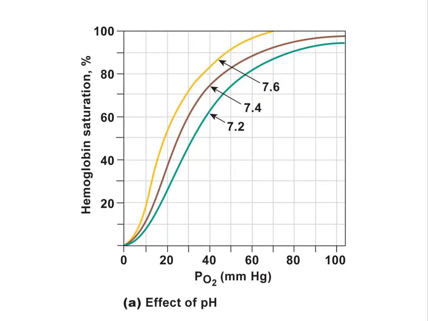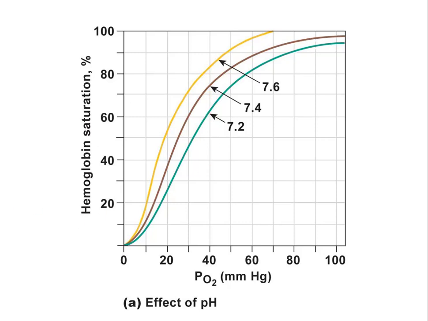So this design for hemoglobin just makes sense. Let's look at pH. Normal blood pH is 7.4. At 7.2, we're more acidic. So what you'll see is that as acidity increases, what happens to hemoglobin saturation? As you get more acidic at 7.2, your hemoglobin affinity decreases, hemoglobin saturation decreases. Okay, that's what we're seeing. We're more readily giving up oxygen.